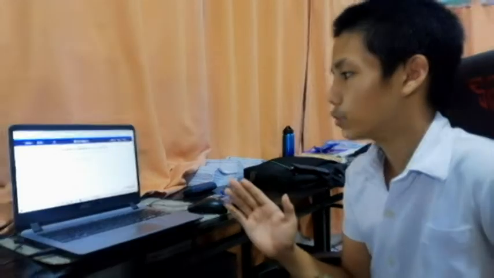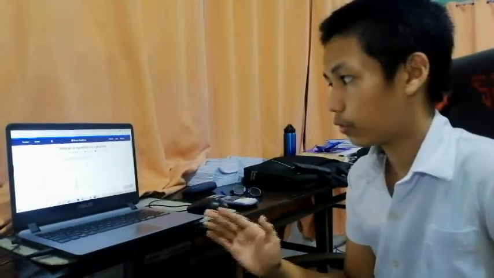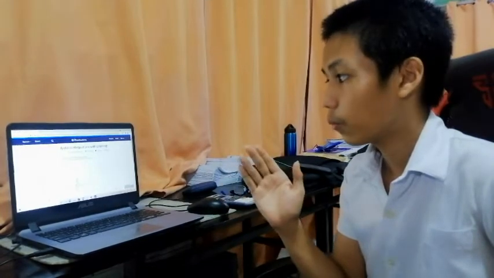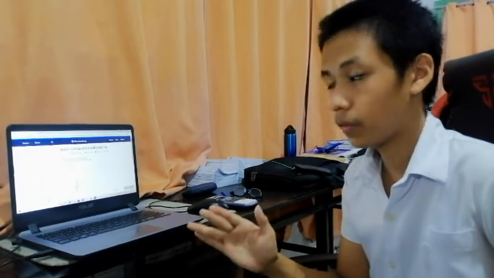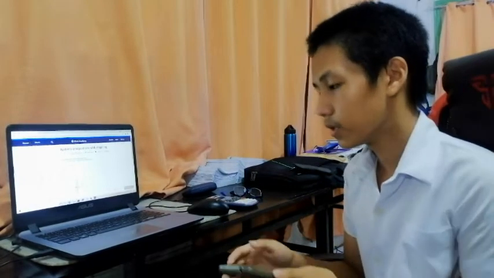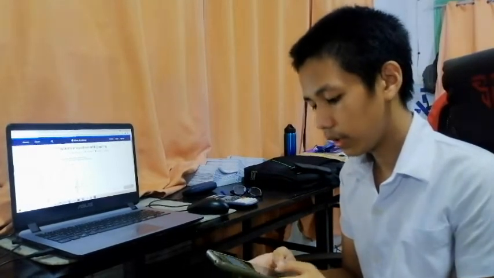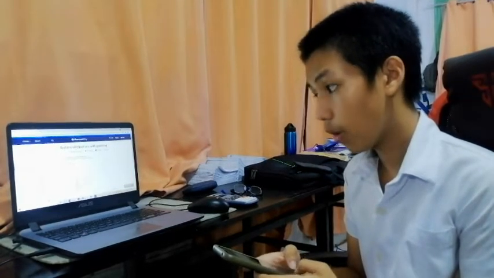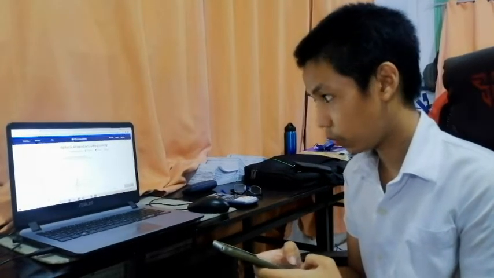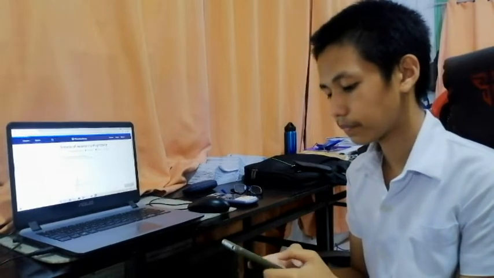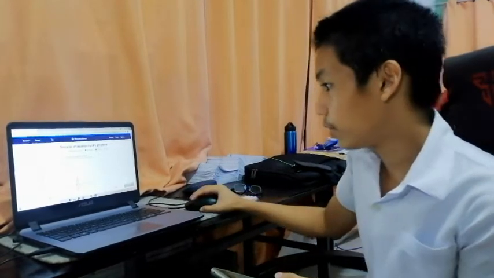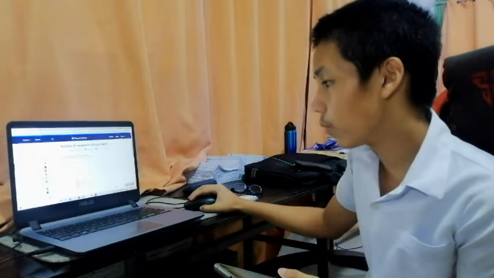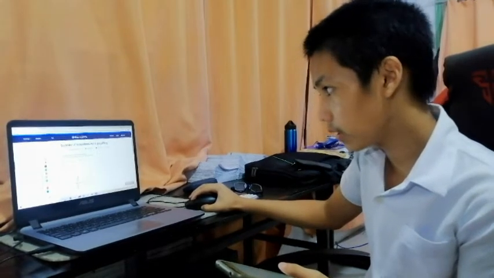To find the solution of the system of equation, we need to substitute x with 0 and y with 0 to find the y-intercept and x-intercept. So, negative 8 times 0 plus 4y is equal to 24. So the first y-intercept will be 6.